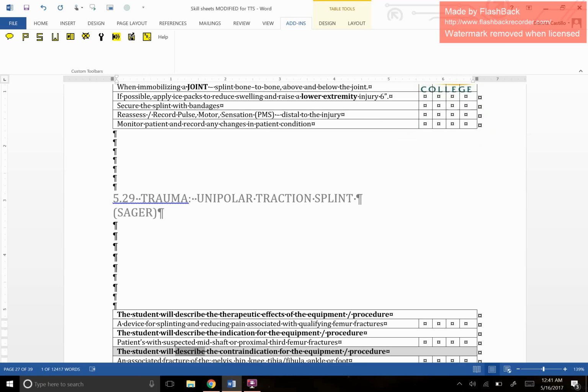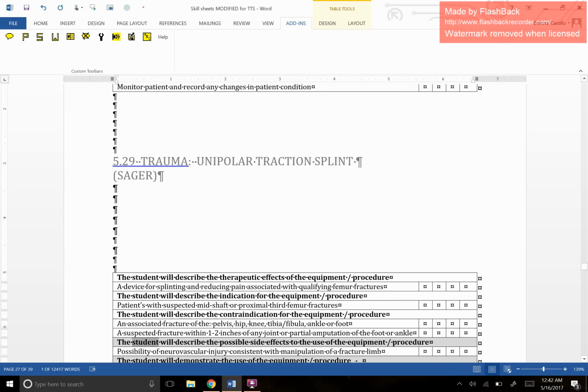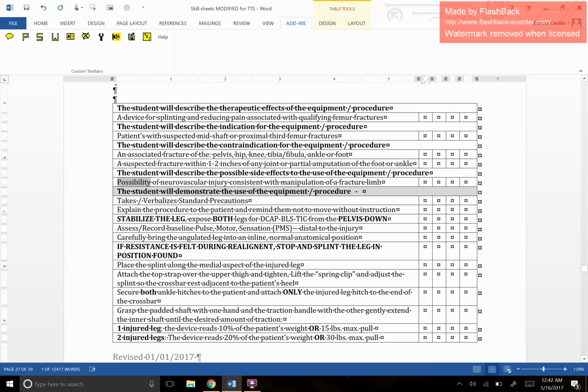The student will describe the contraindication for the equipment/procedure. An associated fracture of the pelvis, hip, knee, tibia/fibula, ankle, or foot. A suspected fracture within 1 to 2 inches of any joint or partial amputation of the foot or ankle. The student will describe the possible side effects to the use of the equipment/procedure. Possibility of neurovascular injury consistent with manipulation of a fractured limb.